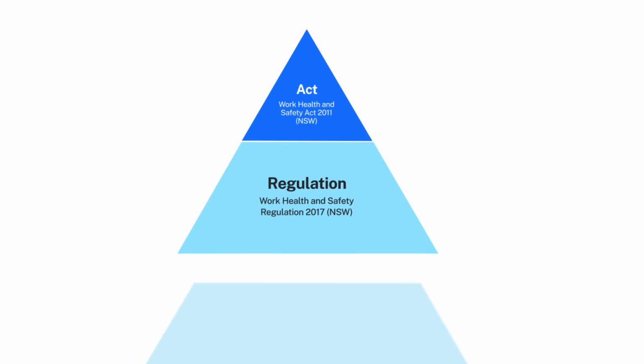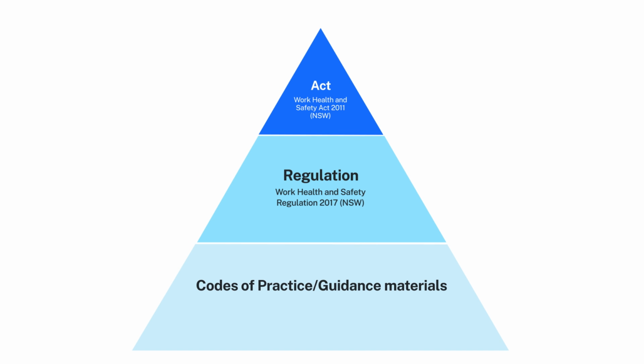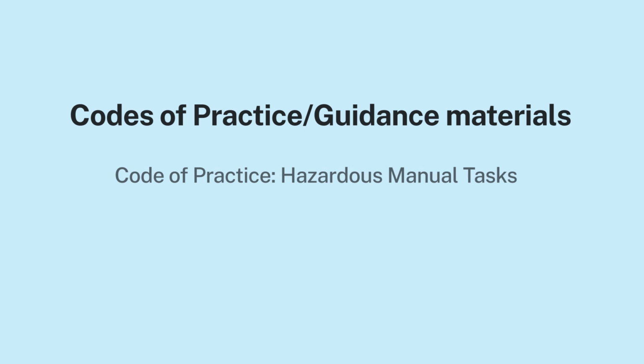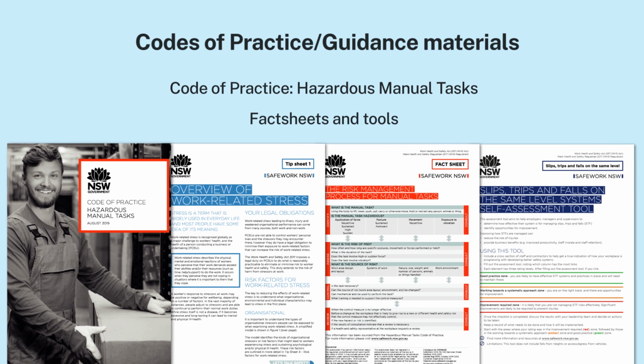Supporting the work health and safety laws are codes of practice. These documents aim to make the laws easier to understand and give you practical guidance on what you must do. For example, there is a code of practice for hazardous manual tasks. There are also fact sheets and other guidance available on the Safe Work New South Wales website to support you to manage MSD risks. So now that you have a brief understanding of the work health and safety laws in New South Wales, let's take a closer look at what these laws mean for you.